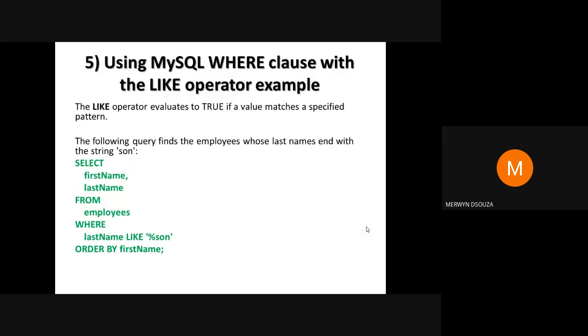In the next example we will see how to use the MySQL where clause with the like operator. The like operator evaluates to true if your value matches a specified pattern. Let's see how to use it. The following query will find all employees whose last name ends with the string son. Basically any last name that contains this string son, the names of those employees have to be displayed.